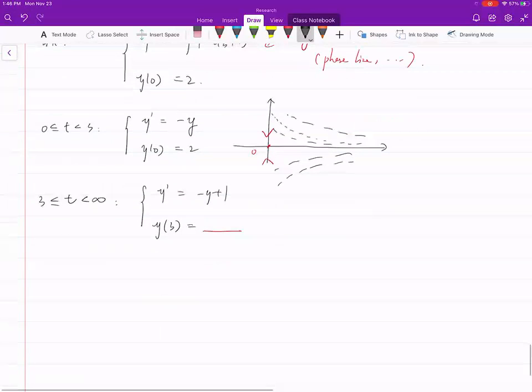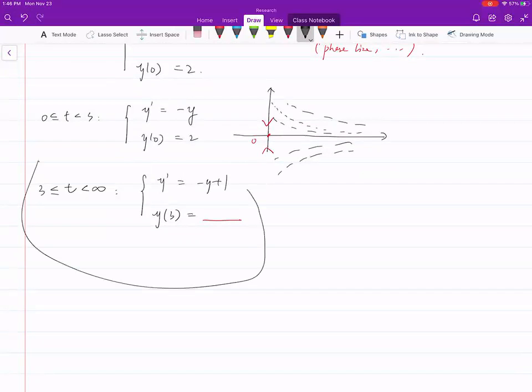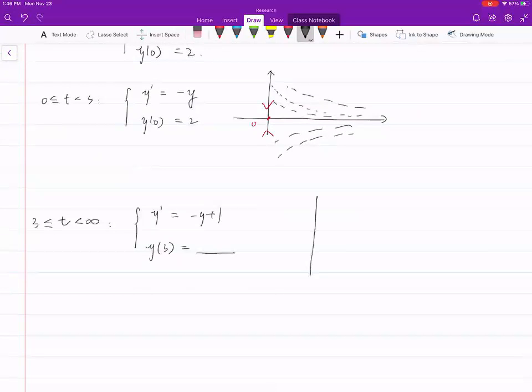Okay. What about the second one? Well, the second one has something similar. Now, which behavior do you have? Well, you have two possibilities. Number one, if you're above, you're going to decrease all the way to here. Number two, if you're below, you need to actually increase from here to here.